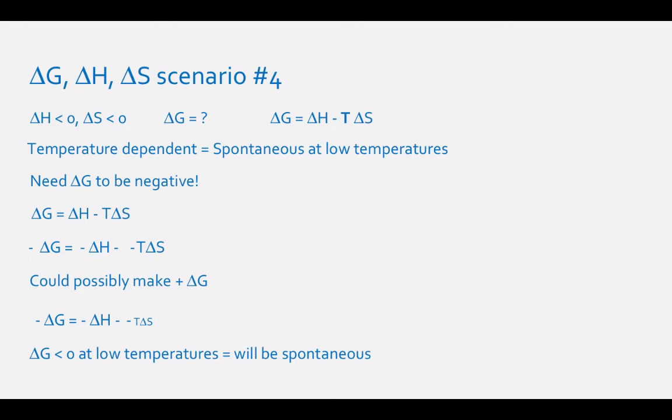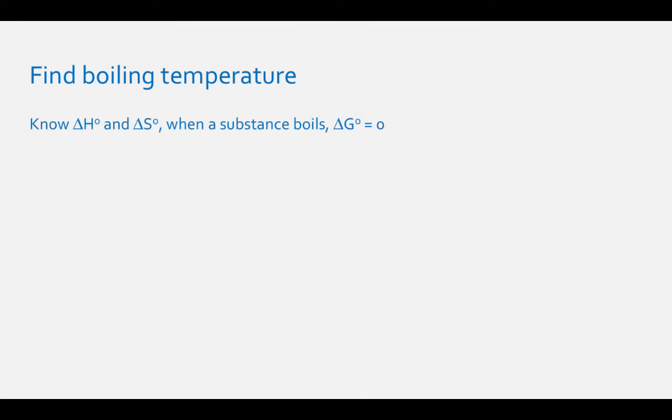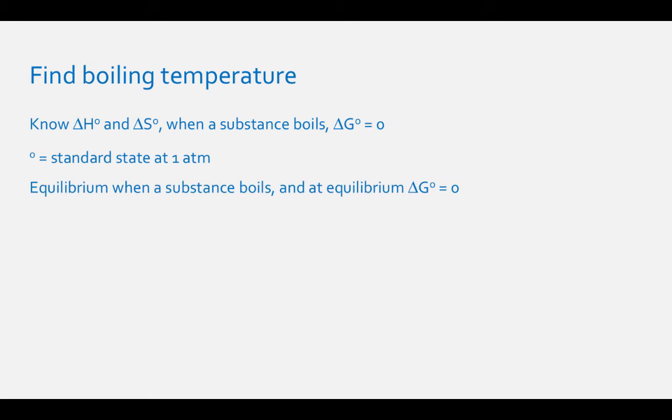To find the boiling temperature for a substance, if you know the standard delta H of vaporization and standard delta S, you can use the fact that when a substance boils, the standard delta G equals 0. All the standard means is that the substances are at their standard state at 1 atmosphere. This is because the system is at equilibrium when a substance boils, and at equilibrium, delta G equals 0. In our equation, if the standard delta G equals 0, then the standard delta H equals temperature times the standard delta S. Solve for temperature, which will equal standard delta H divided by standard delta S.